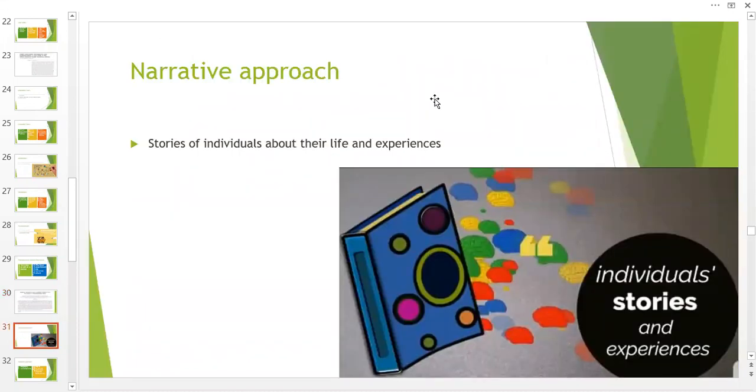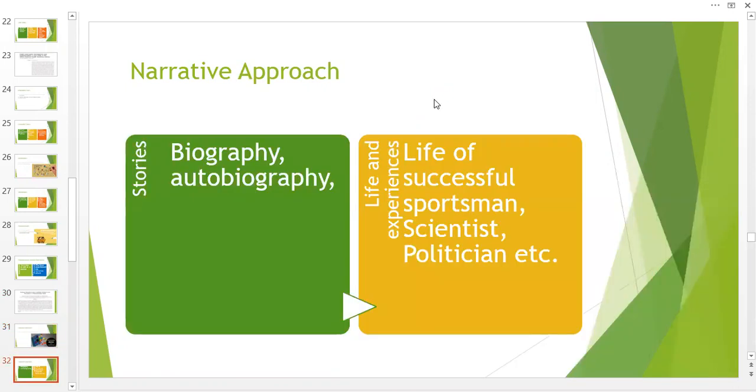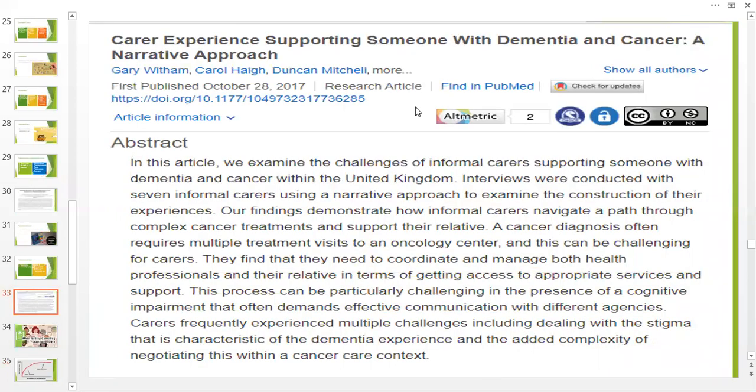Now is the narrative approach. In the narrative approach, stories of individuals about their life and experiences are studied. The examples are stories that can be a biography, or it could be an autobiography, in which you yourself write your story. Life and experiences are studied, for example, the life of a successful sportsman, scientist, politician, or anything else.